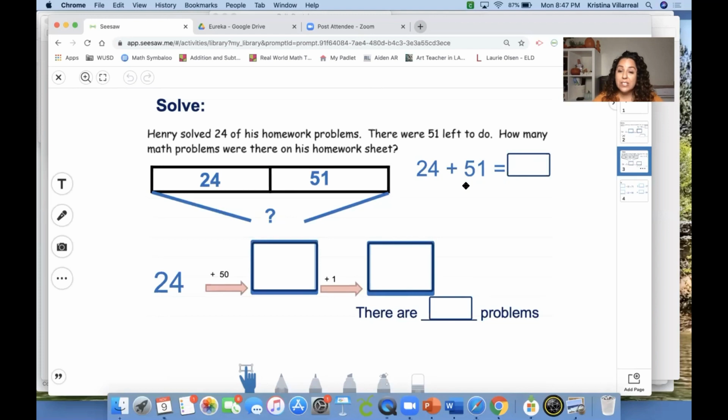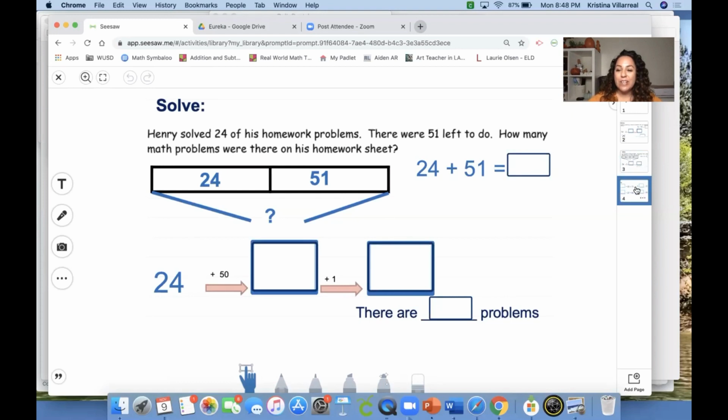Again, I can do a number bond here, but with 24 and 51, I just think it's easier to use an arrow way. So I'm going to start with 24 and I'm going to add 50, and then I'm going to add one more. And remember, we put our answer right here, and then right here in our statement. And it says there are blank photos. So go ahead and let me know. Oh, sorry, not photos, problems. Photos was the last one.